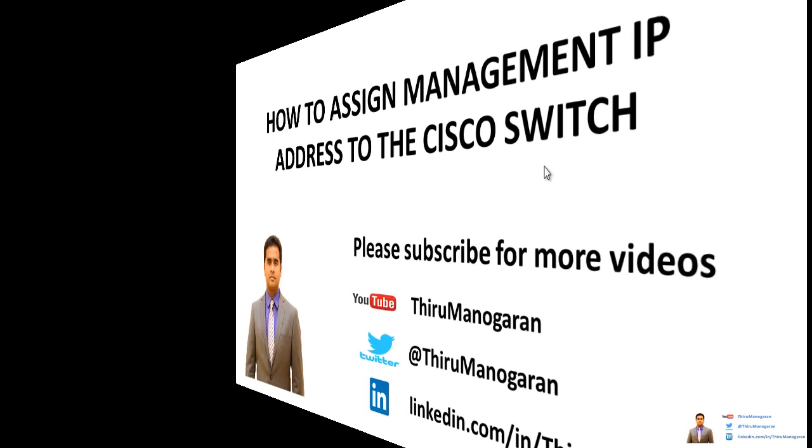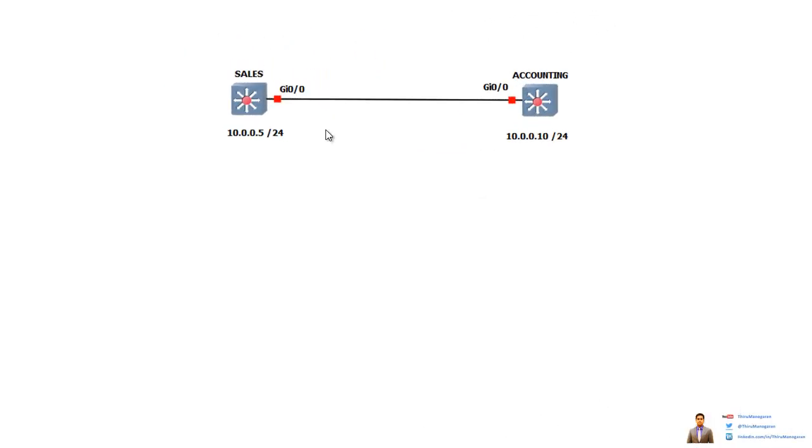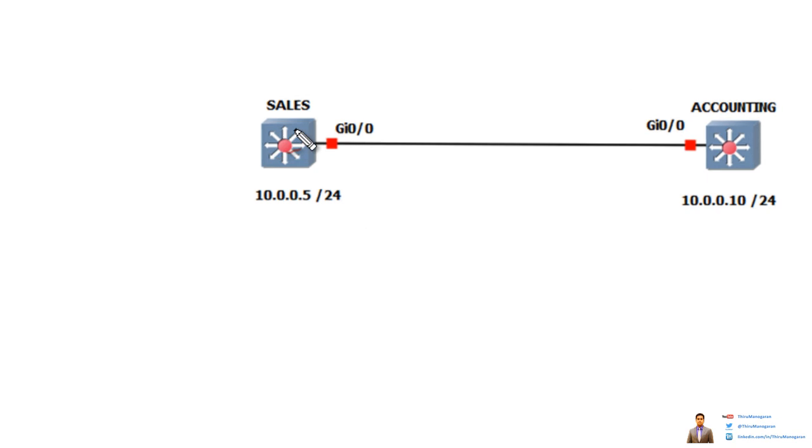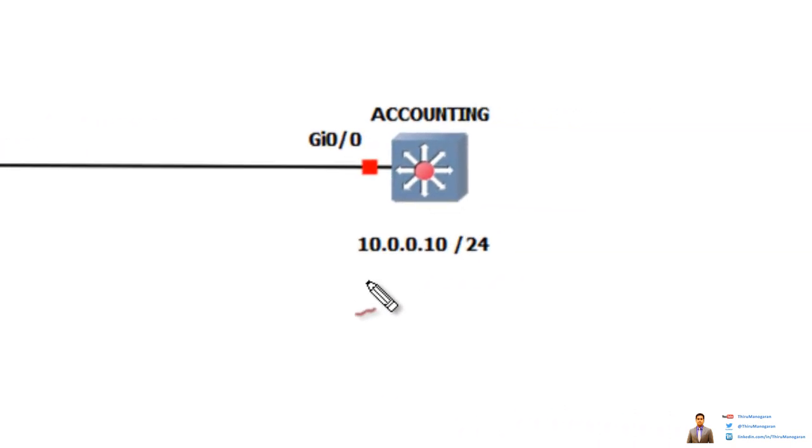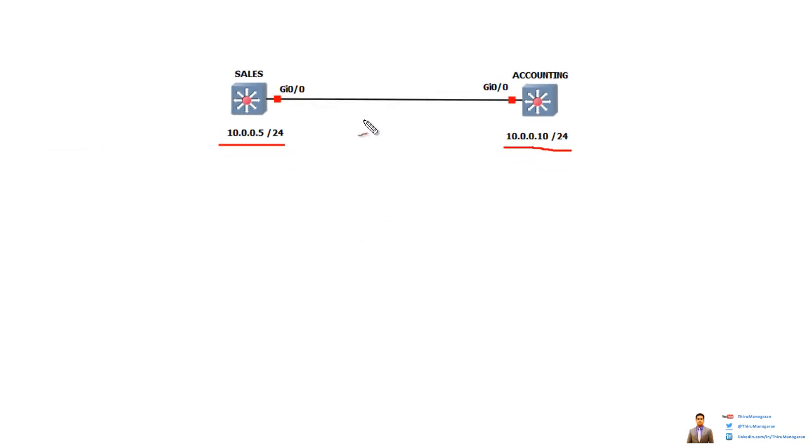Let's start. I brought two switches up. We're going to assign IP addresses to them. The first switch I'm going to assign 10.0.0.5 with a 24-bit mask, and the other one I'm going to assign 10.0.0.10 with a 24-bit mask, and then we will check their connectivity.